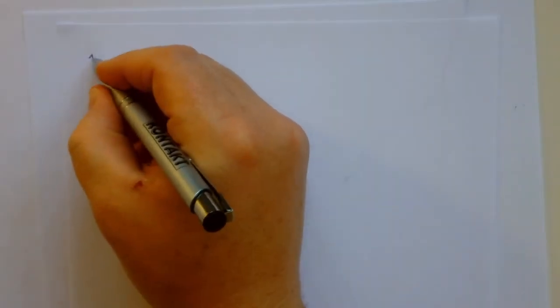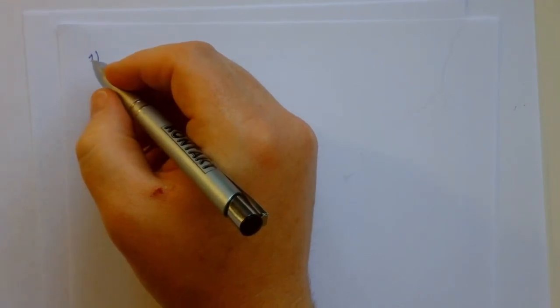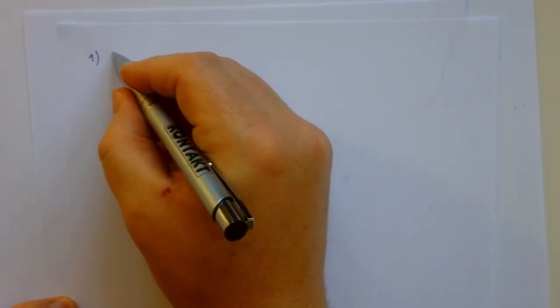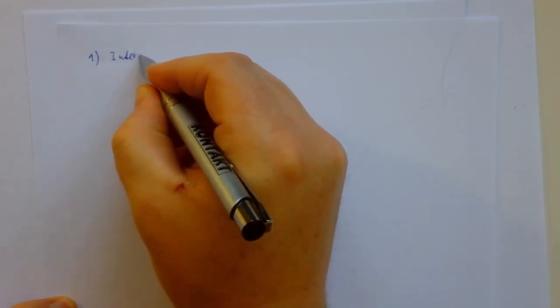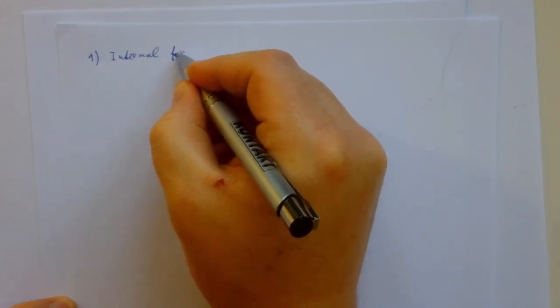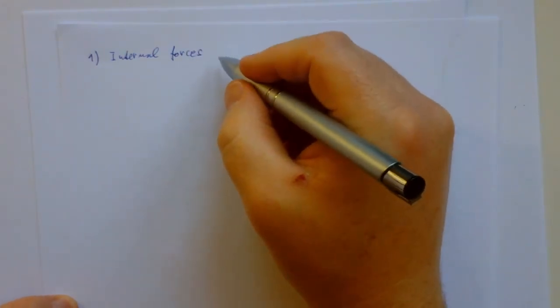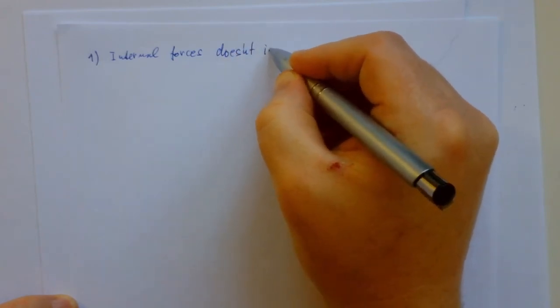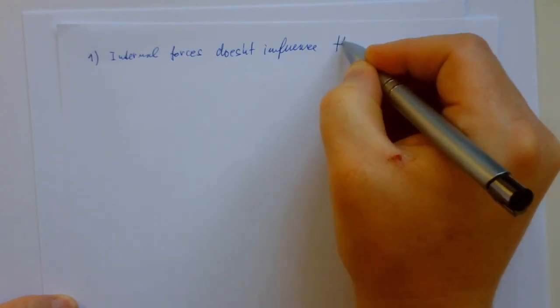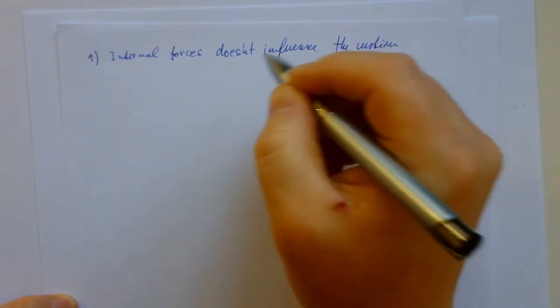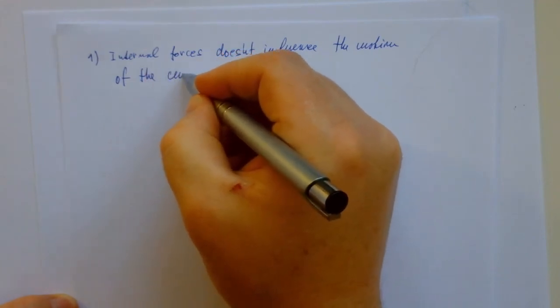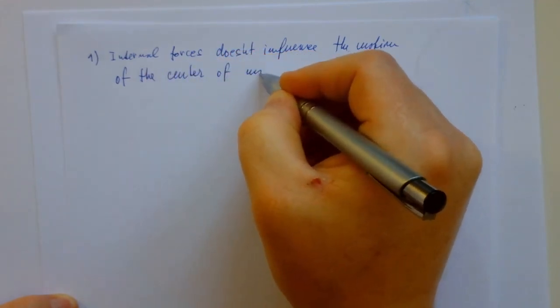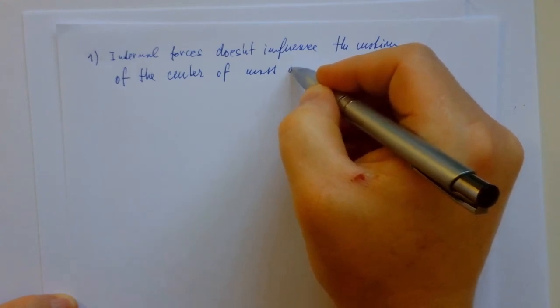So our conclusion is that, first, internal forces don't influence the motion of the center of mass of a system.